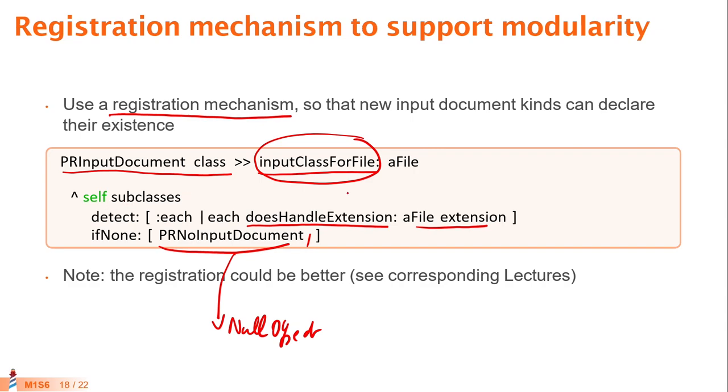And what you see is that here, when we load a package, each subclass of input document will declare and say, oh, I'm available, I'm here. Now, since they all expose the same API, which is handle extension, we will select the correct one for a given file. Note that this way of doing a registration is based on the reflective API of Pharo, and we can do a better registration. We did it like that in Pillar because it was cheap, but there are better ways to do that, and there is a dedicated lecture for this aspect in the future.